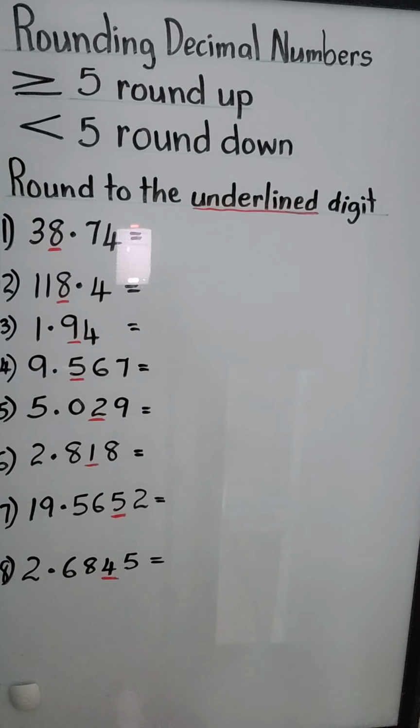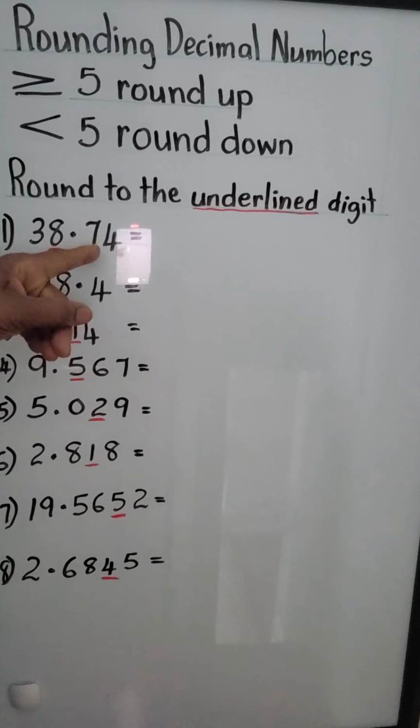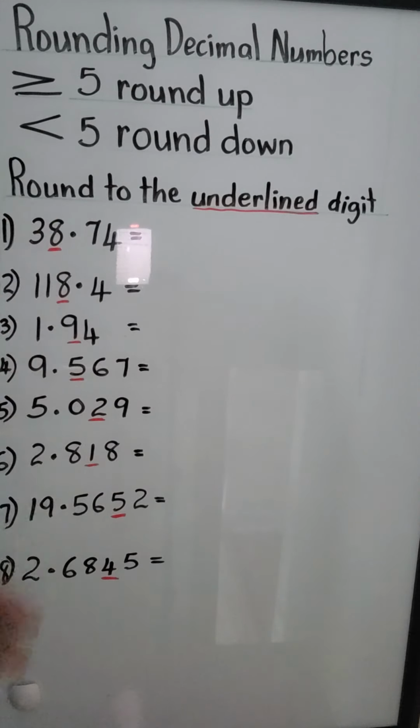38.74. The rounding digit is 8, and we are rounding to the nearest whole number. We look at the number following: 5 or more, so we're going to round up. So we're going to add 1, so that becomes 39.